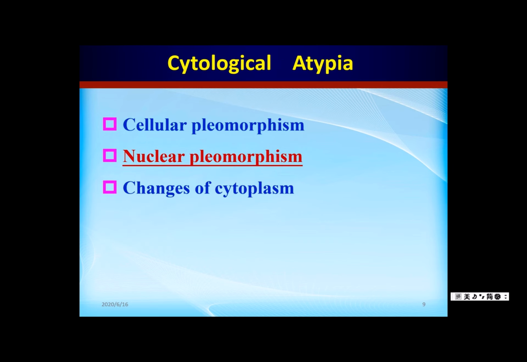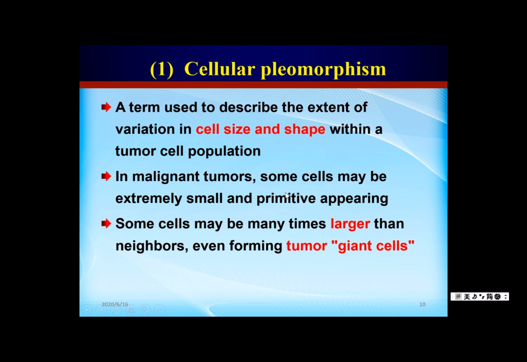Now let's learn cytological atypia: cellular pleomorphism, nuclear pleomorphism, and the cytoplasm change. Cellular pleomorphism is a term used to describe the extent of variation in cell size and shape. So there are two key points. The first is cell size. The second is cell shape. In malignant tumors, some cells may be extremely small and primitive appearing. Some cells may be many times larger than neighbors, even tumor giant cells.